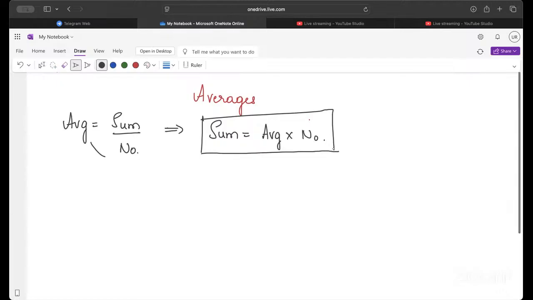Whenever a problem is given on averages, you will have to first calculate the sum. Only after calculating the sum, you can take the number of values and calculate the solution for the same. Okay. Now let us see some problems on this topic.